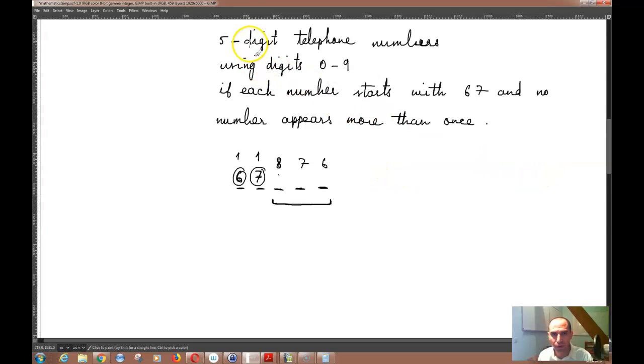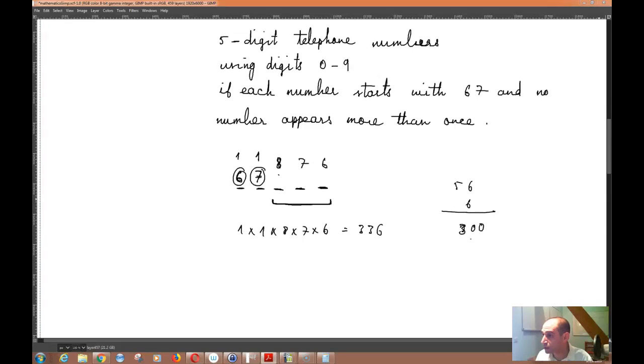So the total number of 5-digit telephone numbers starting with 67 is 1 times 1 times 8 times 7 times 6, which is equal to 56 times 6, which is equal to 336, so that's 336, I suppose. I'm not sure if that's the right answer. Yeah, that is actually the right answer. Okay.